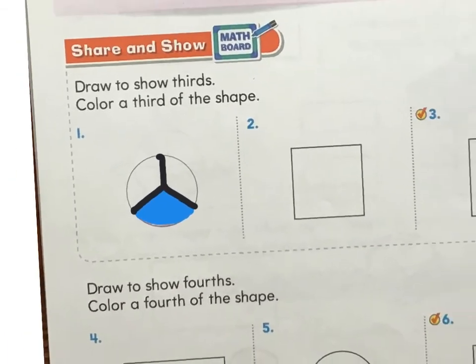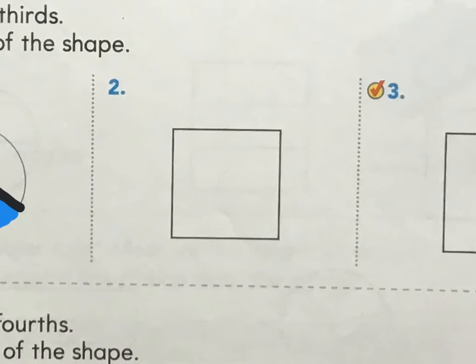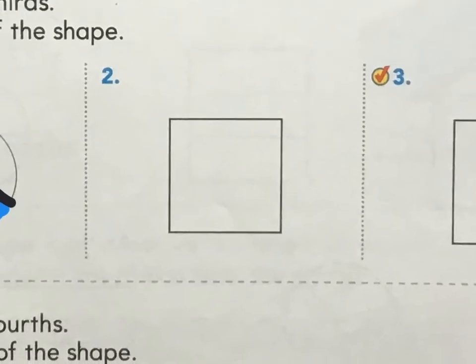All right, let's move on to number 2. Go ahead and divide it into thirds. Press pause if you need to. All right, I'm now going to divide the square into thirds. Try to do the best you can and make the pieces as close to being equal as you can.